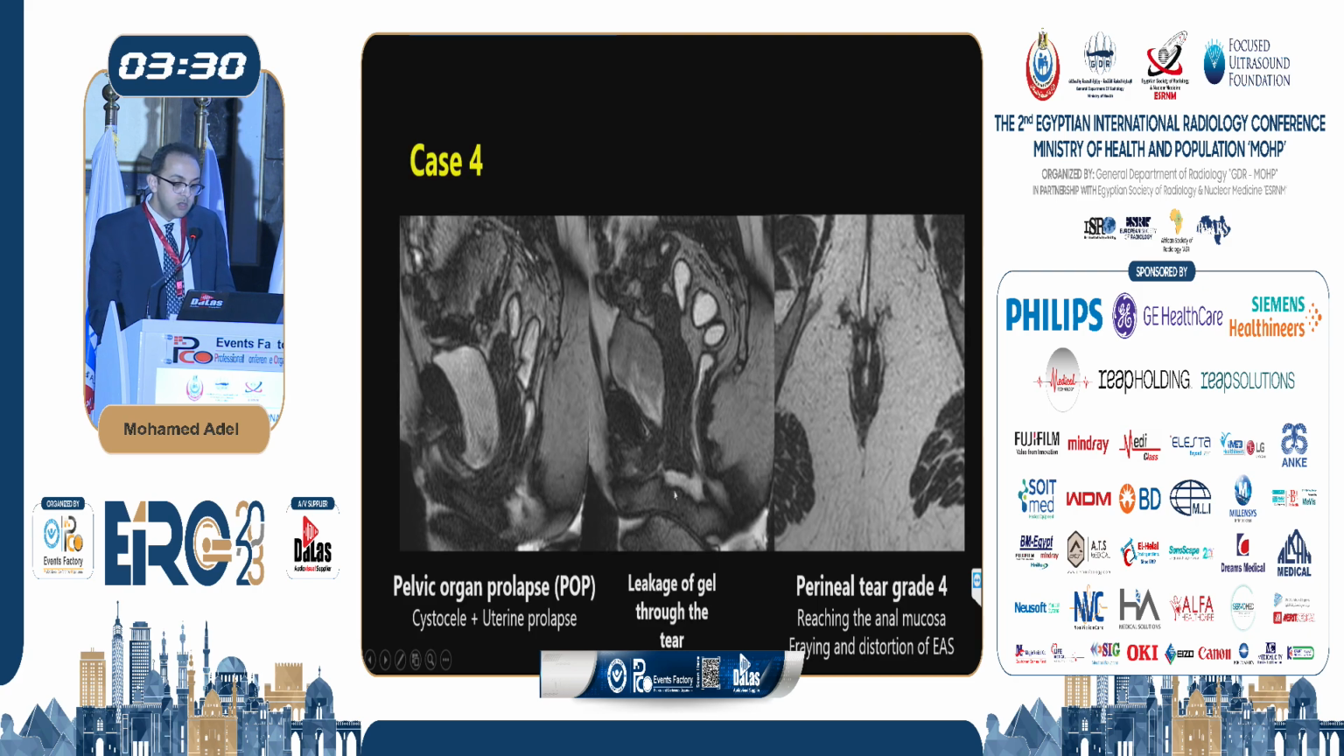Over here, you can see on this image, as we said, there's pelvic organ prolapse, a big cystocele, and there's a uterine descent, and most importantly, there's leakage of the gel through the tear. And you can see that there is a grade 4 perineal tear, where the tear is actually reaching the anal mucosa, in addition to the fraying and distortion of the external anal sphincter.